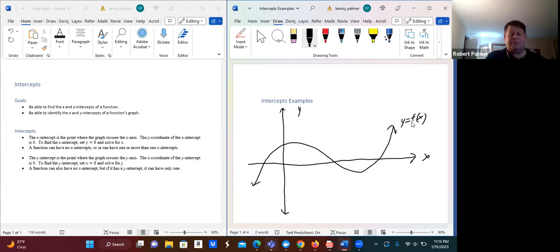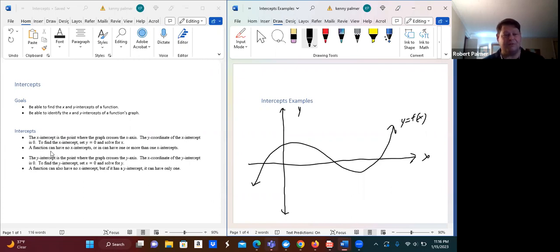This is our graph. So the x-intercept is the point where the graph crosses the x-axis. And so the y-coordinate of the x-intercept is 0. Also, to find the x-intercept, set y equals 0 and solve for x. We'll take care of that in a moment. But here, let's think about it. The x-intercept is where the graph crosses the x-axis.